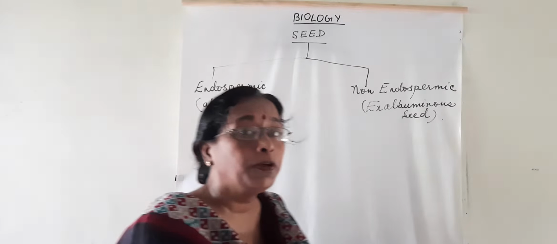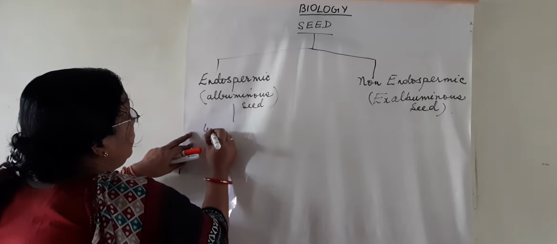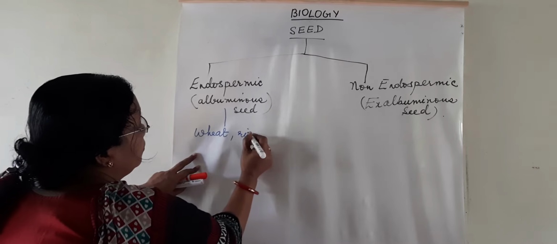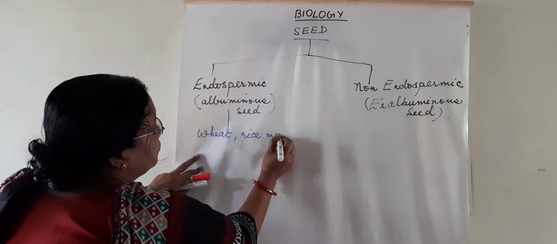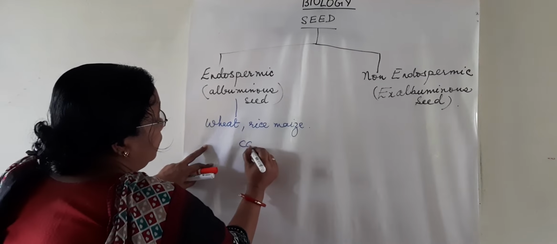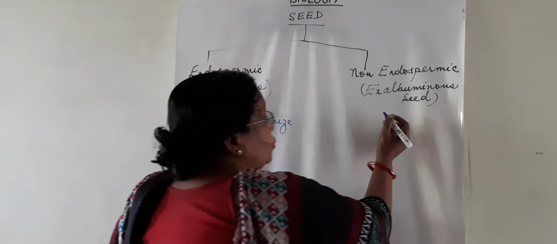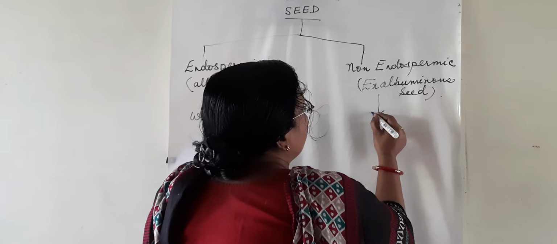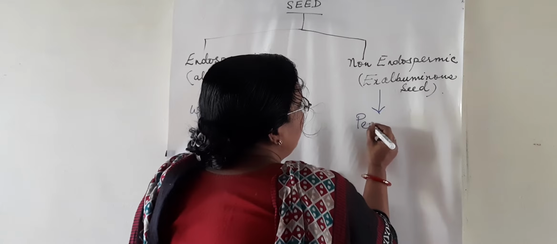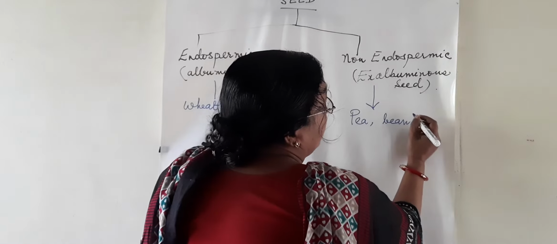Examples of endospermic or albuminous seeds we can take as wheat, rice, maize, castor is also there. And in non-endospermic seeds, we can take pulses, pea, beans or gram.